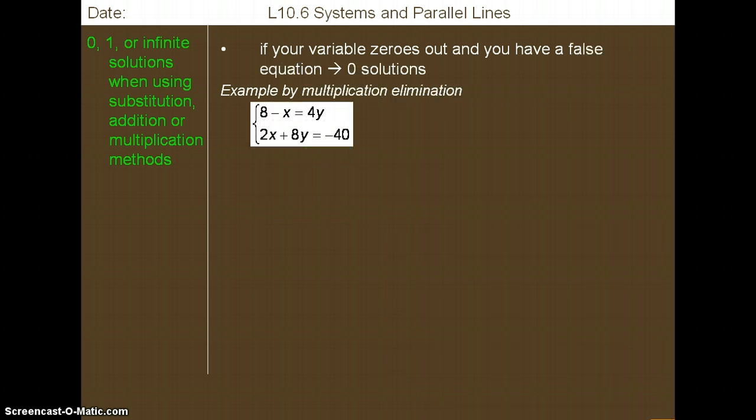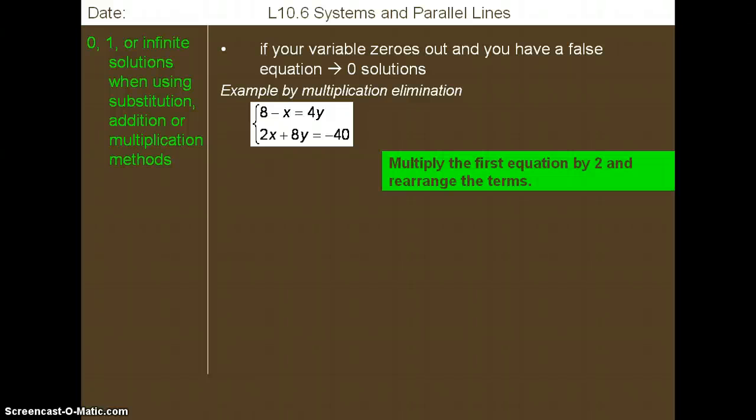And finally, if I am looking to solve the system, and the variable zeroes out and I'm left with something that is not true, a false equation, I know that there are actually 0 solutions. So again, we're going to see the multiplication elimination method. I'm going to multiply the first equation by 2 and rearrange some terms. So the first equation is multiplied by 2. Negative 2x comes from the negative x here, plus 16 comes from the 8, equals 8y.